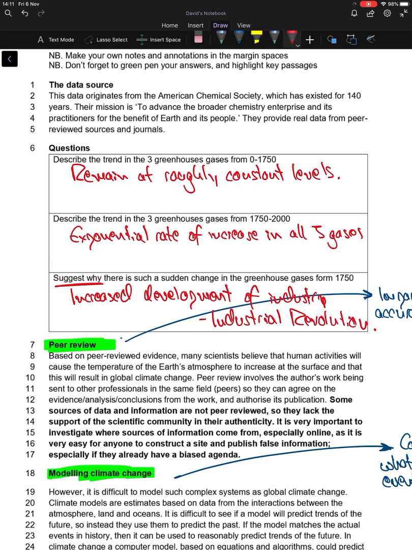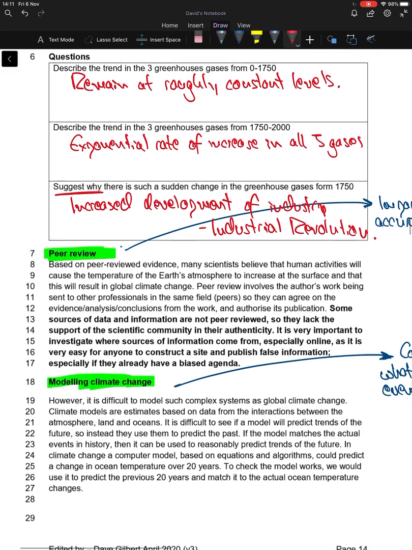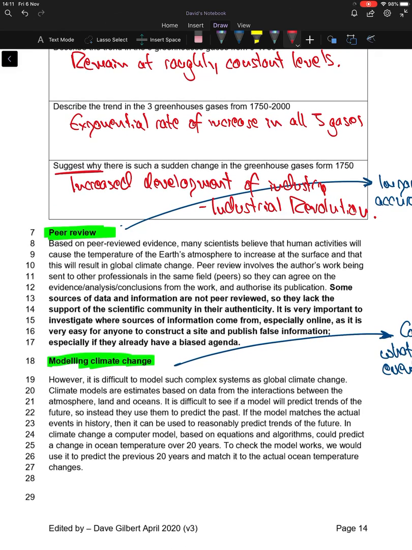Now, thinking about data to do with climate change, let's have a little look at the next paragraph as well. Based on peer-reviewed evidence, many scientists believe that human activities will cause the temperature of the Earth's atmosphere to increase at the surface, and that this will result in global climate change. Peer review involves the author's work being sent to other professionals in the field so they can agree on the evidence, analysis, conclusions from the work and authorise its publication. Some sources of data and information are not peer-reviewed, so they lack the support of the scientific community in their authenticity. It's important to investigate where sources of information come from, especially online, as it's very easy for anyone to construct a site and publish false information, especially if they already have a biased agenda.